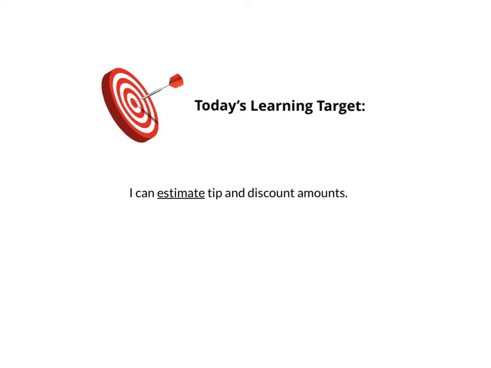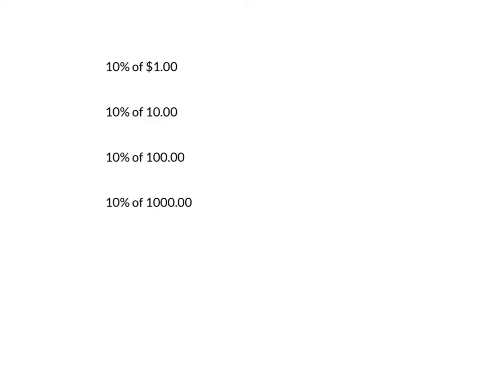We are going to work on estimating tip and discount amounts. Two very important life skills to know. Oftentimes, you're going out to eat a lot with your family or with friends, and we're definitely always looking for sales. So, I'm going to show you a couple ways of how you can estimate what your tips should be and what your discount's going to be, so you know what you're spending. So, here we go. Let's take a look at these four examples.